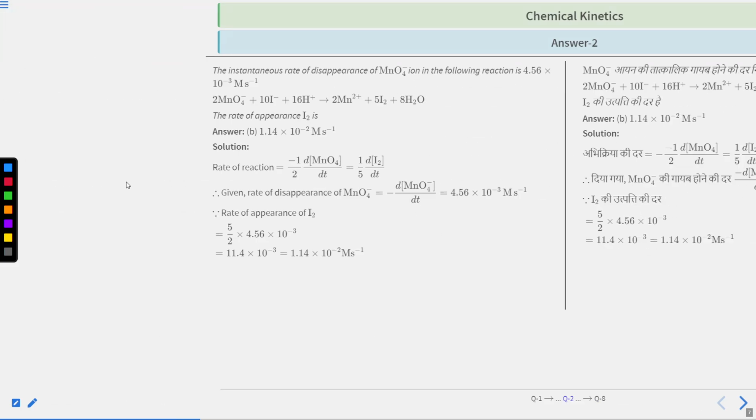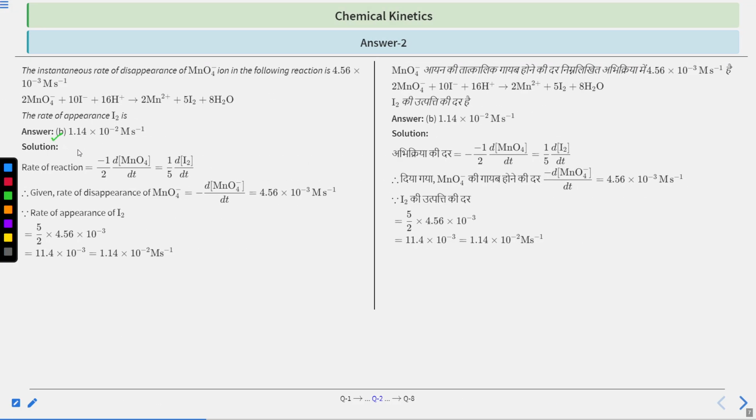Okay. Let's see. The correct answer is option B, that is 1.14 times 10 to the power minus 2 molar per second. So, if we calculate the rate of reaction for this reaction given in the question, it will be minus half d of concentration of MnO4 minus divided by dt, equal to 1 by 5 of d of I2 concentration divided by dt. Right? Because we just want these two things.